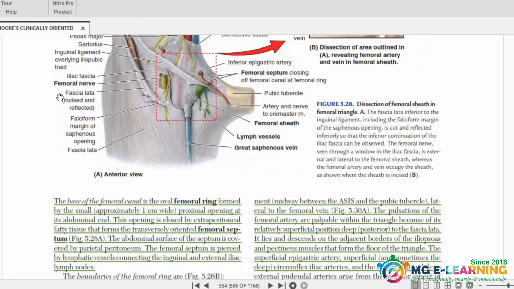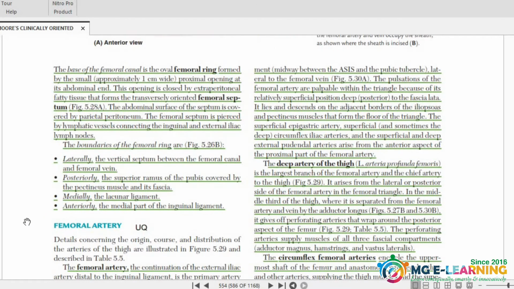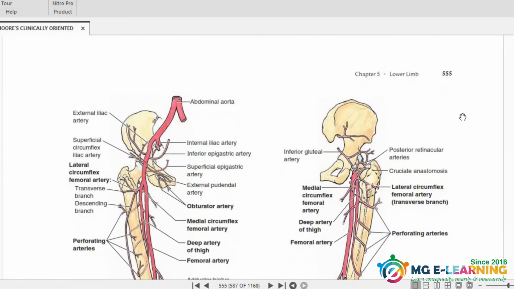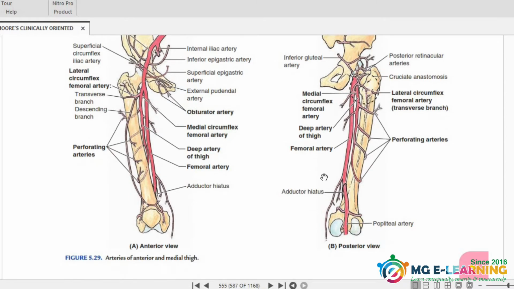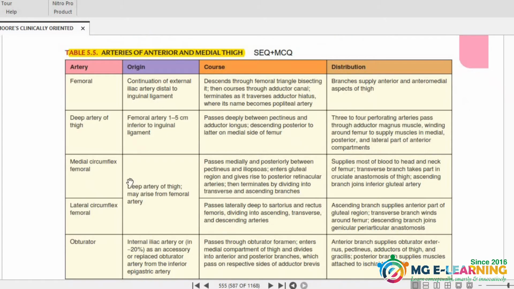And then about the femoral ring, its boundaries and its content. Then femoral artery, it is very important from the LAQ point of view. You have to know its origin, course and its branches. This diagram is important to see the arteries of the thigh. This table is important to see all the arteries and their distributions.